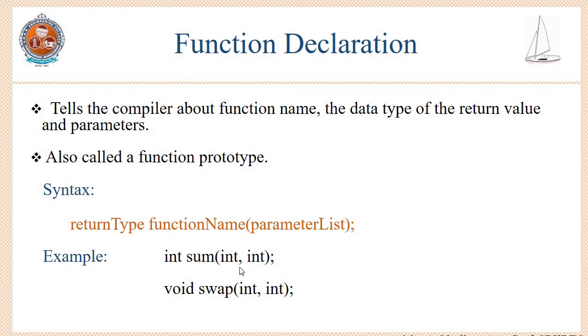Example: int sum(int, int); here we have declared a function named sum, which takes two integers as parameters and returns a value of type integer. And here void swap(int, int); which is nothing but we are declaring a function named swap and we are passing two parameters of type int, and it does not return any value and hence the return type is void.